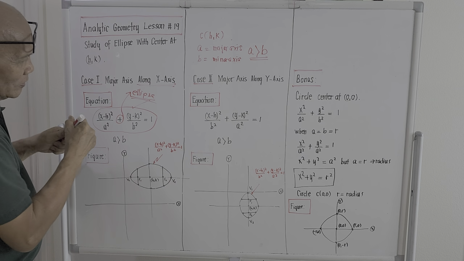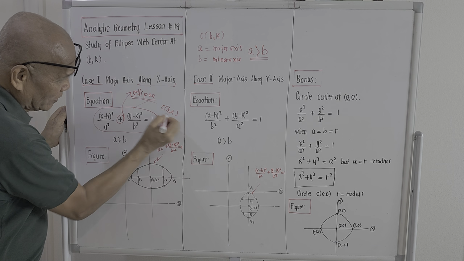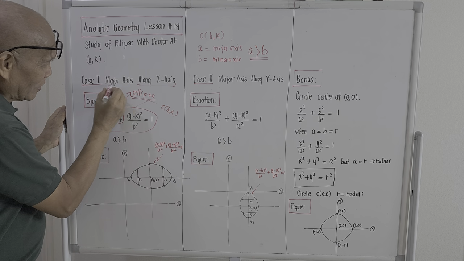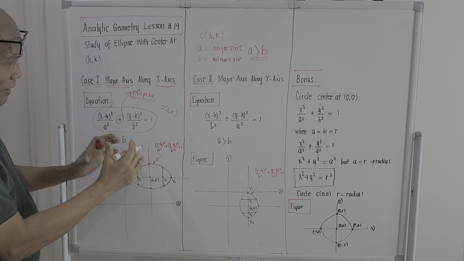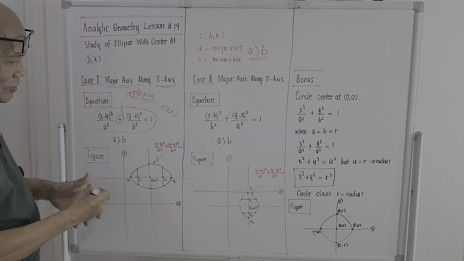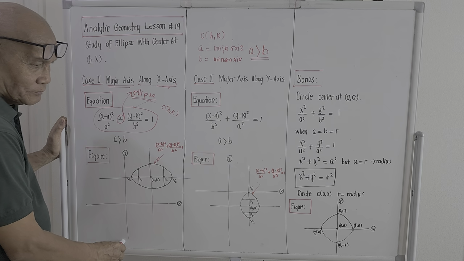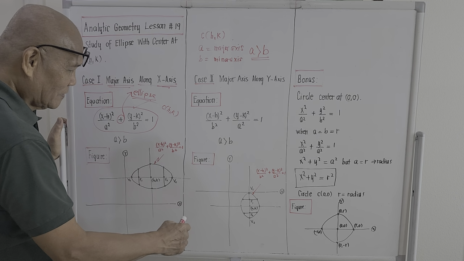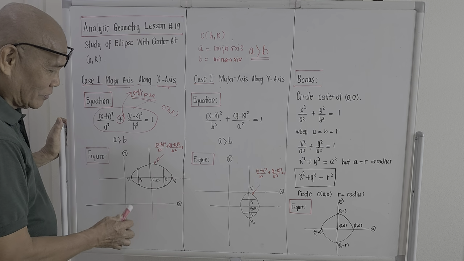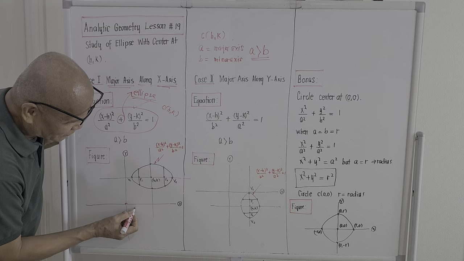The location of the center is at (h, k). And the major axis is along the x-axis. So if we try to bring out the figure for this one, it is this. This is the y-axis. This is the x-axis. The location of the center is not at (0, 0) because (0, 0) is actually this one here. This is (0, 0).